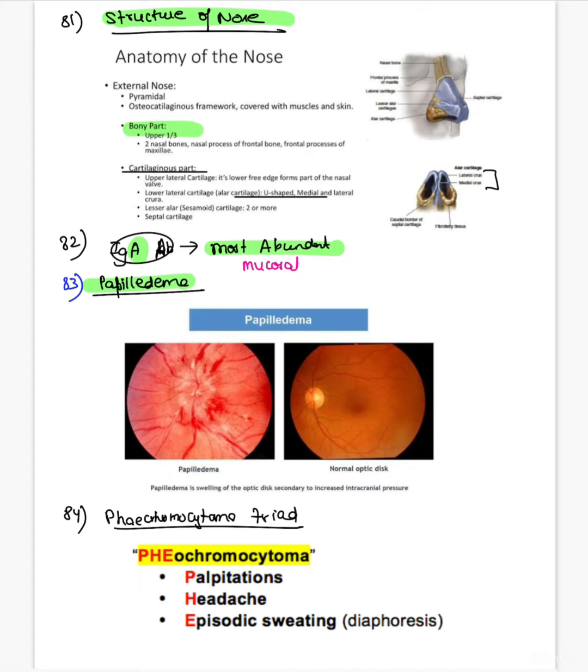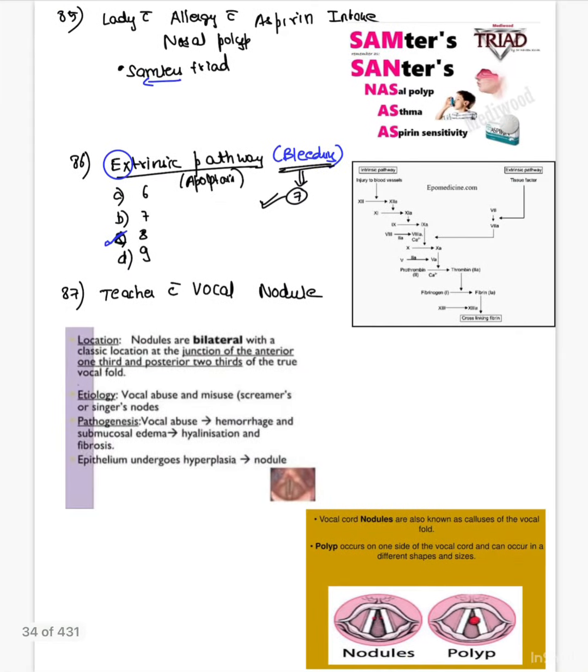Then they ask you the image of papilledema. Similarly they ask you like central retinal artery occlusion. So basically here you see, due to increased intracranial pressure, there is a swelling of the optic disc, guys. Okay, that is your papilledema. Then they ask you a history giving the pheochromocytoma triad. So remember PHE. Okay, that is P for palpitation, H for headache, E for episodic sweating.